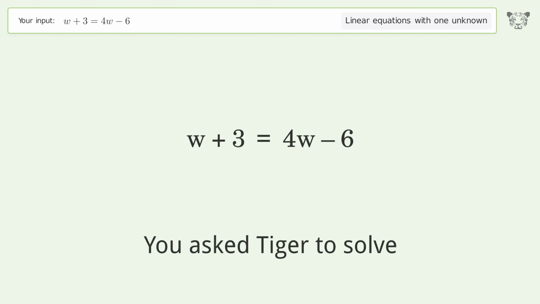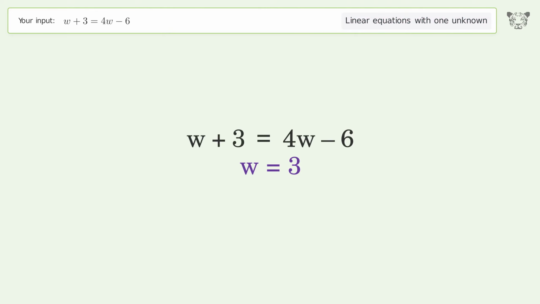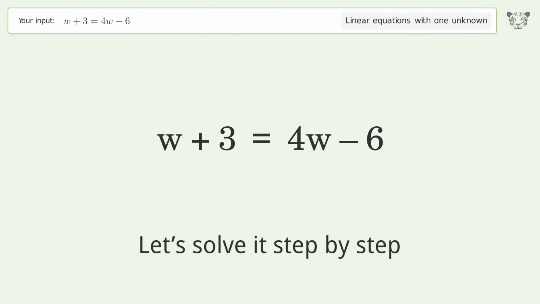You ask Tiger to solve. This deals with linear equations with one unknown. The final result is w=3. Let's solve it step by step.